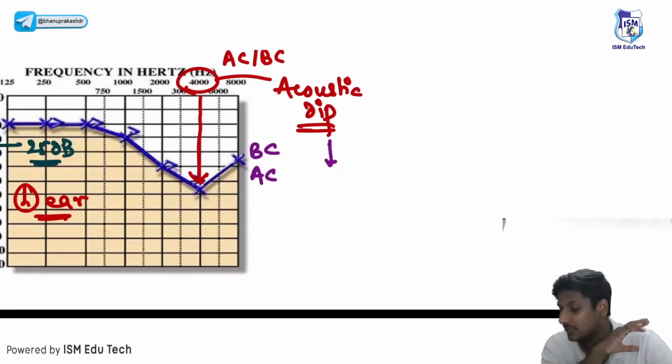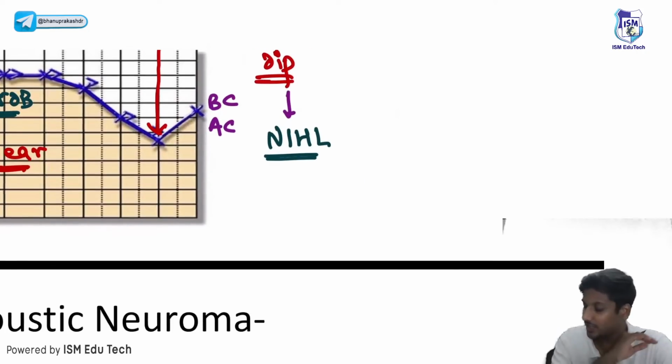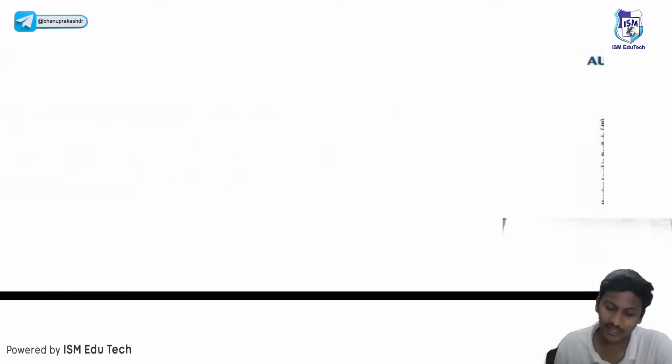At 2000 hertz, only a dip in bone conduction is known as Carhart's notch, which I've told you already. It is seen in cases of otosclerosis. But here, very good, it is seen in cases of NIHL, that is noise-induced hearing loss. Please remember, we can see this acoustic dip at 4000 hertz in noise-induced hearing loss. Treatment for noise-induced hearing loss is usually a hearing aid itself.